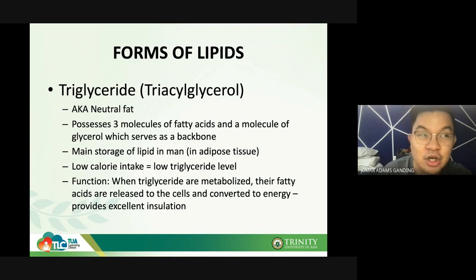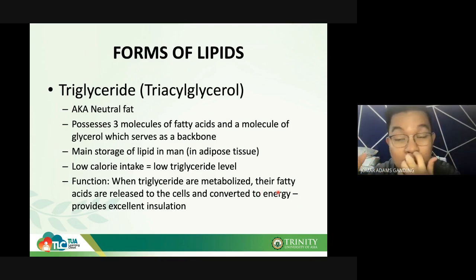But the thing is, your triglycerides are actually an important factor in our body until they become in excess in your body. Okay? Maganda naman yung naidulot niyan, hanggang nung sumobra, dun siya nagkaroon ng masamang effect in our body. So, the function of your triglyceride, okay, when they are being metabolized, they are released into their components. You have your glycerol, and you also have your fatty acids.